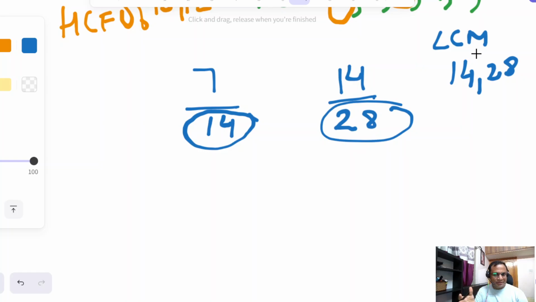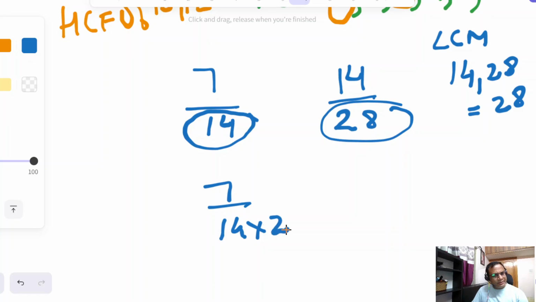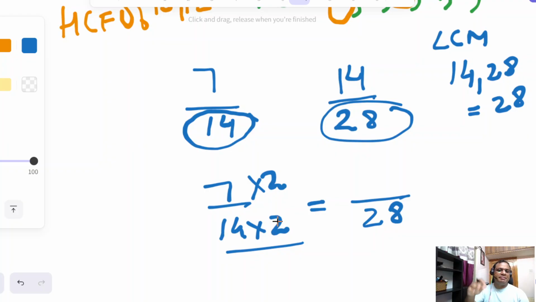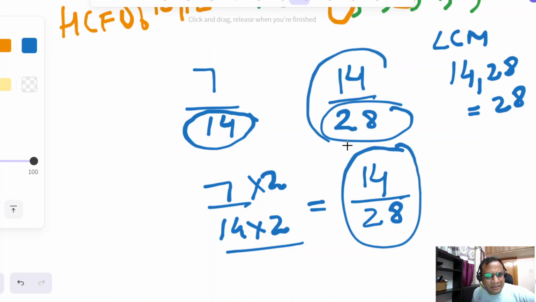So we are doing equivalent fractions here. We just discussed the HCF, and now we are discussing the LCM. The LCM of 14 and 28 is basically 28. So how can you make 14 equal to 28? Multiplying by 2. This becomes 28. And how can you make 7 equal to 14? Whatever you multiply with the denominator, you need to multiply the same with the numerator. Very important. And vice versa. If you're multiplying something with the numerator, you have to multiply the same with the denominator. So this becomes 14 over 28, which is the same as the other fraction.